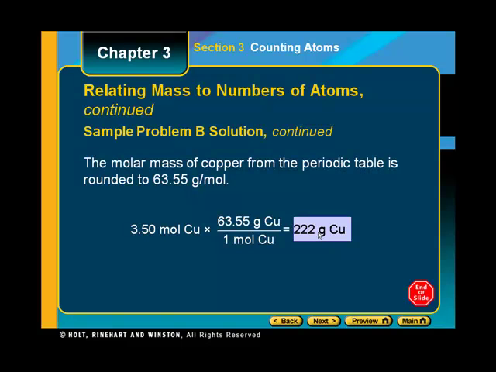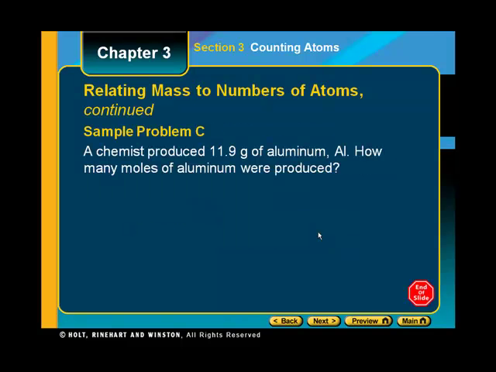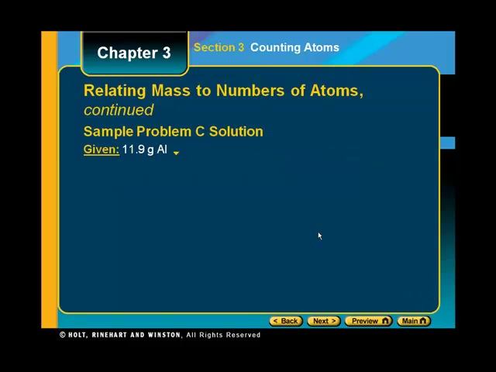Okay? Why is there only 3 significant figures there? Because the number you were given had 3, right? Why do we not look at the molar mass for sig figs? Good, because it's a conversion factor. How many sig figs does a conversion factor have? Infinite number of significant figures. Good. Okay.